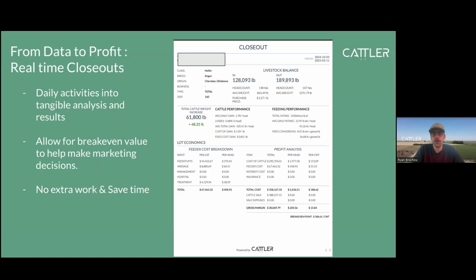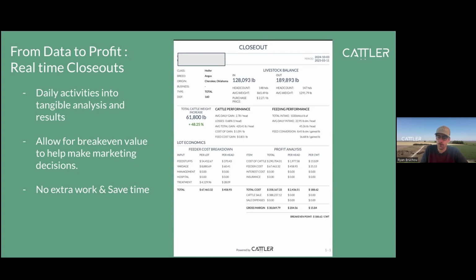But if we're going to go into the goal of this webinar, we talked about going from data to profit, and in Cattler we do offer these real-time closeouts. What this means is you have a lot of this information available to you that you'll always be able to go back and forth, look at, and see how you're doing. You can look at your break-even point, make changes, start to understand if you have to market any of these cattle beforehand, understand your performance and your feeder cost breakdown, and as this is happening, make decisions and see how these decisions carry out through time.